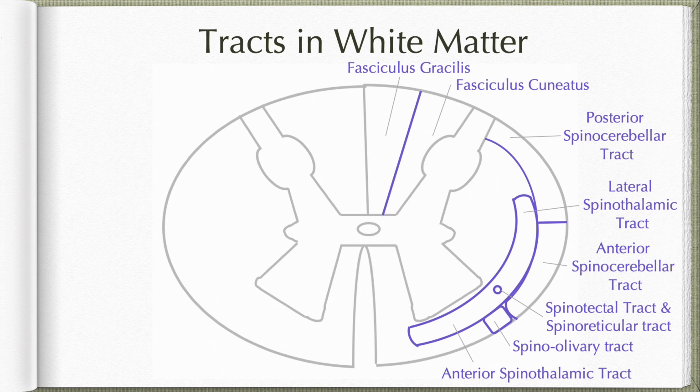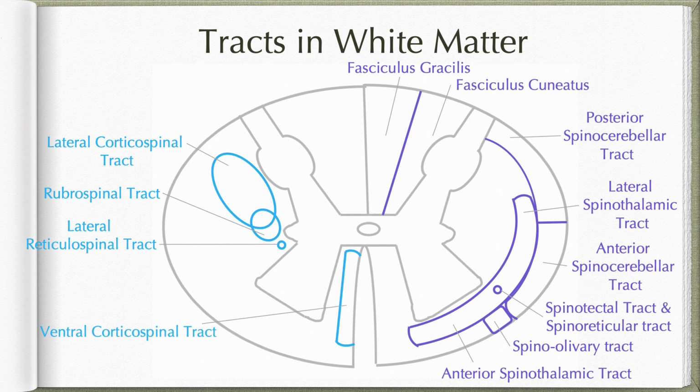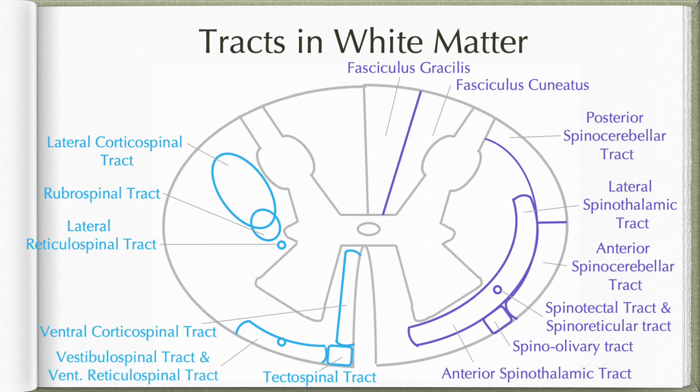Now let us see the descending tracts. In the lateral funiculus, we find the lateral corticospinal tract. Ventromedial to it, we find the fibers of rubrospinal tract. And closer to the intermediate region, we find the lateral reticulospinal tract. In the ventral column, we find ventral corticospinal tract along the anterior median fissure. At the anterior angle, we have the tectospinal tract, and along the anterior margin, we have the vestibulospinal tract, also carrying the ventral reticulospinal fibers.